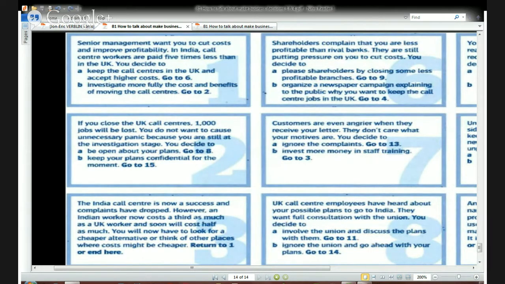First card: Senior management want you to cut costs and improve profitability. In India, call center workers are paid 5 times less than in the UK. You decide to: A, keep the call centers in the UK and accept higher costs; B, investigate more fully the costs and benefits of moving the call centers.